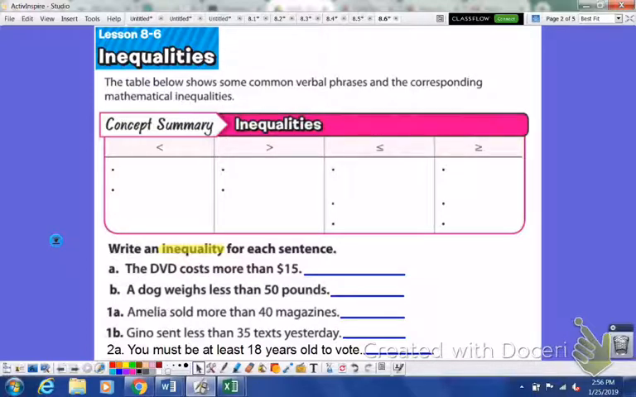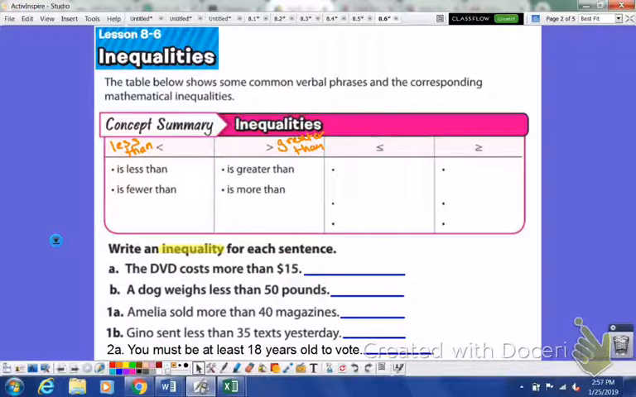The less than symbol points to the left. Some keywords you might see would be is less than or is fewer than. Next up, pointing to the right is our greater than. I know it's kind of hard to read there. Keywords, again, is greater than or is more than.